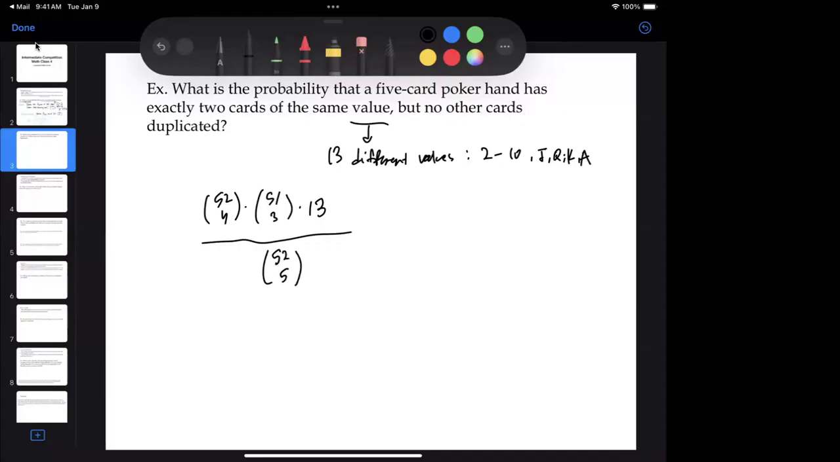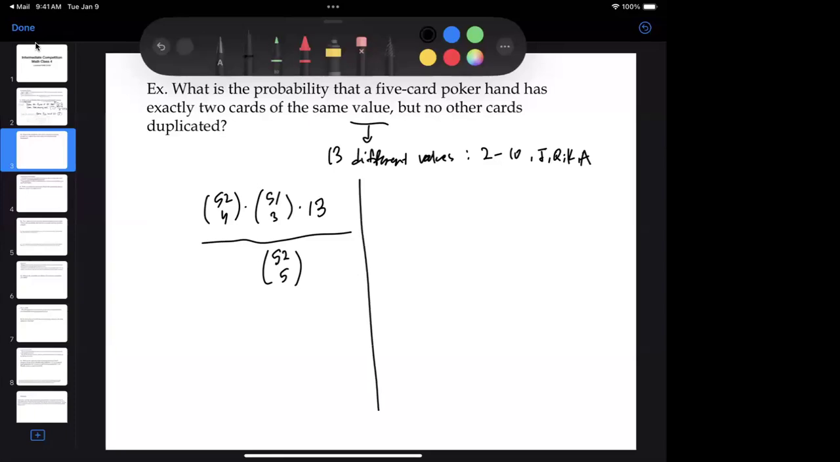If your top number is not ordered, then you should also do it for your bottom number. Okay, so I think this is pretty good. And then you would just leave it in this form.